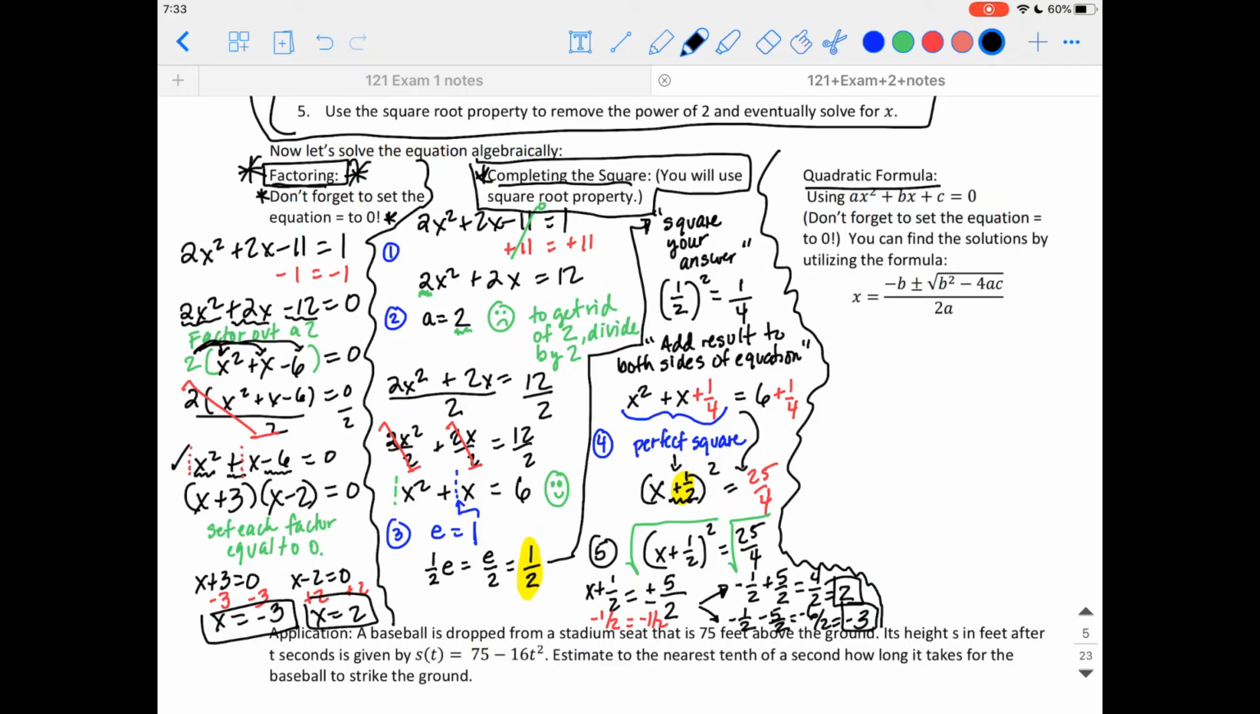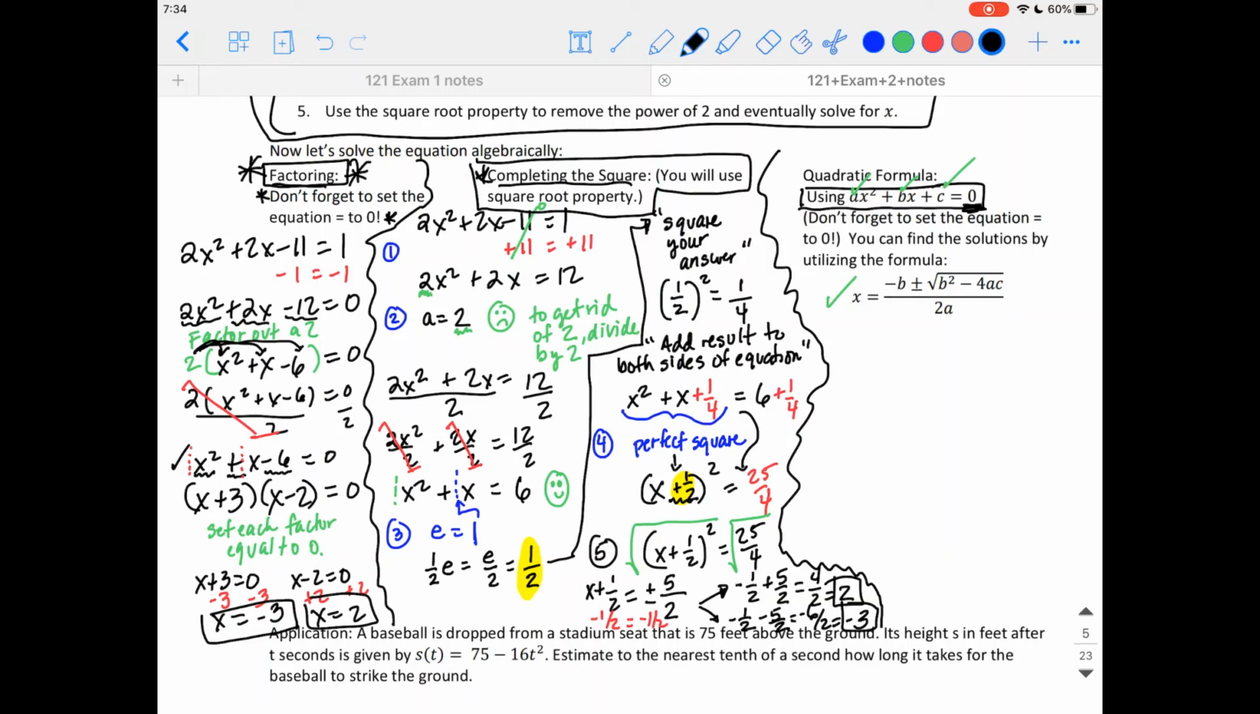Okay, so the last one, quadratic formula. You've seen this before. You just need to make sure that your quadratic equation is equal to 0. That's very important. You need to know what your A is, what your B is, and what your C is. And then you need to memorize this formula. So x is equal to negative b plus or minus square root of b squared minus 4ac all divided by 2a.